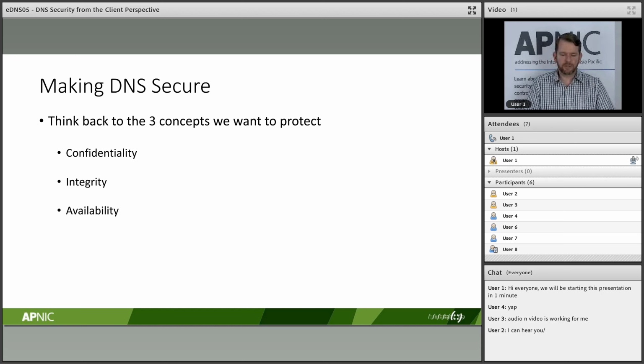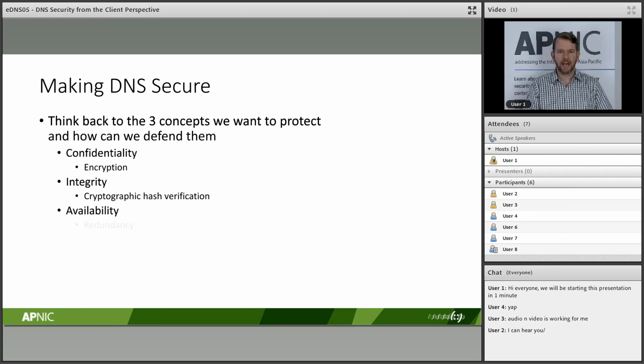Now, if we look back at the three concepts that we're looking to protect, confidentiality, integrity, and availability, we also have to look at how we can defend against the attacks on these systems. In very simple terms, confidentiality can be protected by using layers of encryption. The encryption will protect the information so that it can't be read and maintains that confidentiality. For integrity, we can use cryptographic hash functions. This allows for an independent verification to make sure that the information being returned from the DNS system is the information that is authoritative and hasn't been modified along the way.